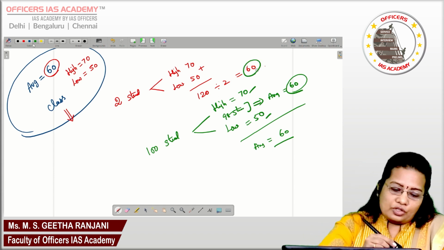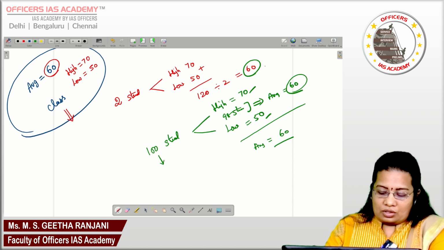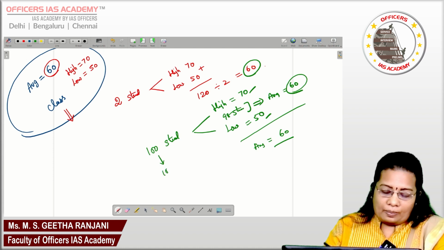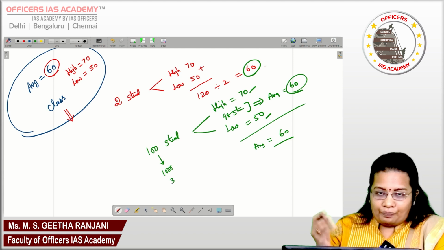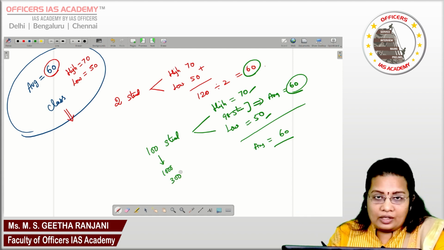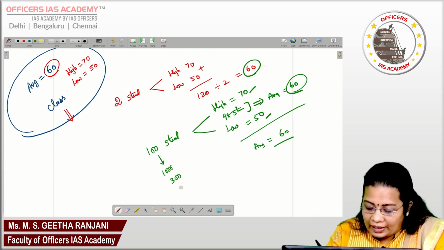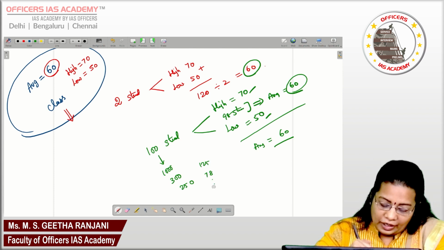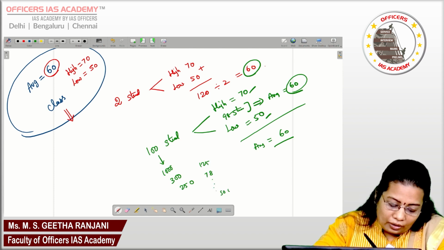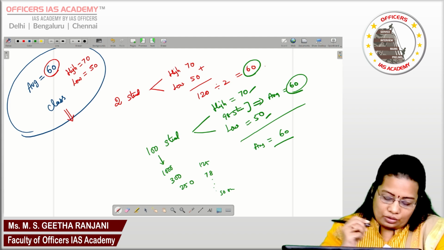Not only 100 students, this range doesn't have a definite point. It could be 1000, 300, or some other value, 250, 125, 78 and so on. There are infinite values. So statement 1 alone is not sufficient to answer this question.